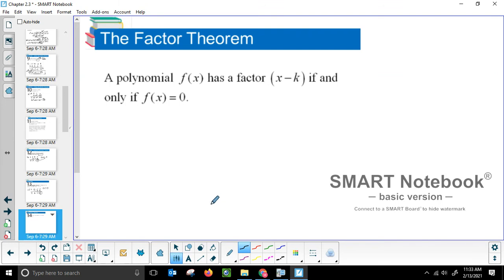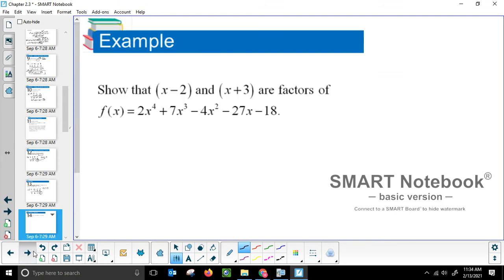Okay, the factor theorem. The polynomial f of x has a factor x minus k if and only if f of k equals 0. So this is kind of an extension of that remainder theorem, right? If there is no remainder, if my remainder is 0, that means that that thing divides in evenly and thus is a factor. All right? So show that x minus 2 and x plus 3 are factors of this thing.